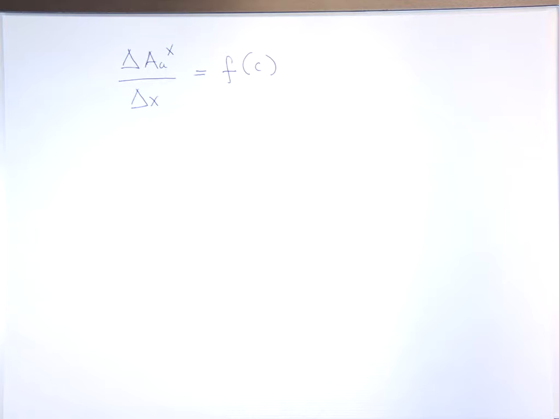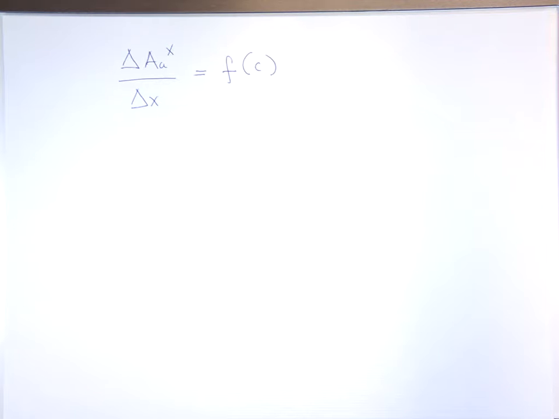Now here's what I'm going to do. I'm going to take the limit as delta x goes to 0. This is what we did when we did the derivative and we wanted to find the slope of the tangent line. What you did is got an approximation in terms of delta x, and then you let delta x go to 0. When you let delta x go to 0, the slopes of those secant lines became the slope of the tangent line, the derivative.